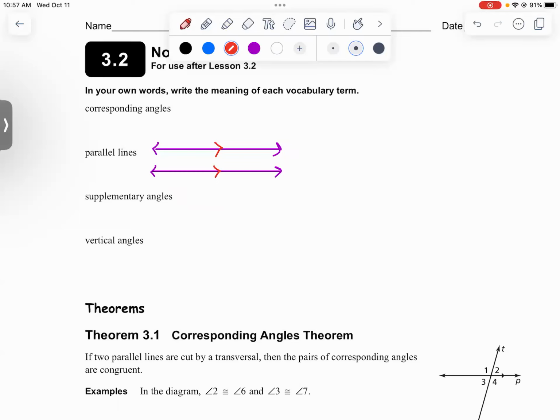Okay. Will you remind me what it means to be supplementary? Okay, we have two angles that add together to be 180 degrees, okay? Supplementary will be a big word today.